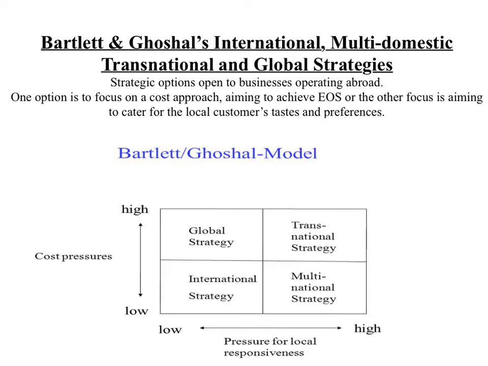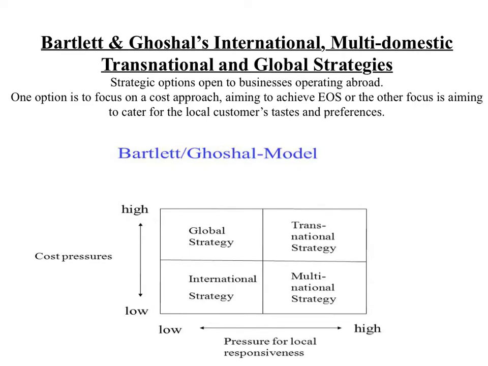This video is for the AQA A2 Business specification for Unit 9, looking at internationalism. So this is a theory which relates to the strategies and the reasoning as to why you'd want to expand operations abroad, and it's by Bartlett and Ghoshal, and it's their international, multi-domestic, transnational and global strategies model.